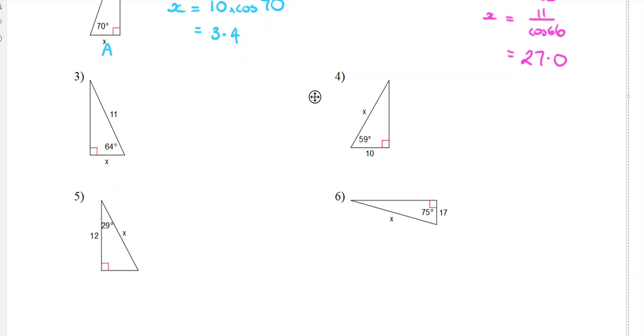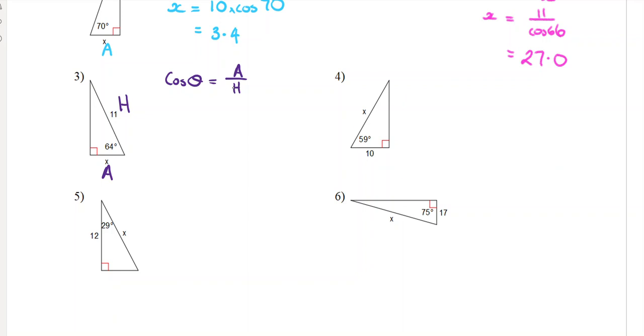Question 3. From the right angle, the 11 is going to be the hypotenuse. It's always straight across from that right angle. Between the right angle and the 64, that x is going to be the adjacent. Okay, so write the formula down. Cos theta equals adjacent over hypotenuse.